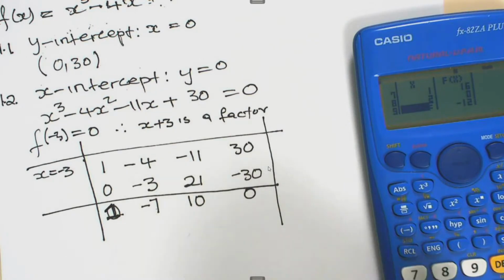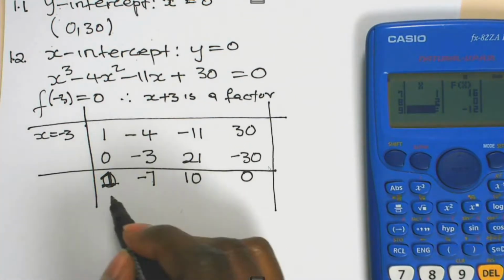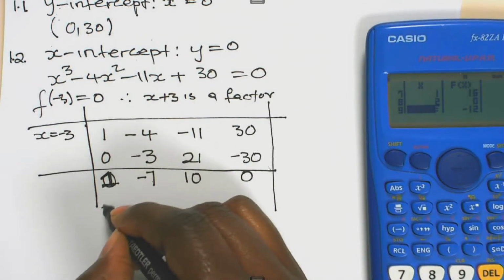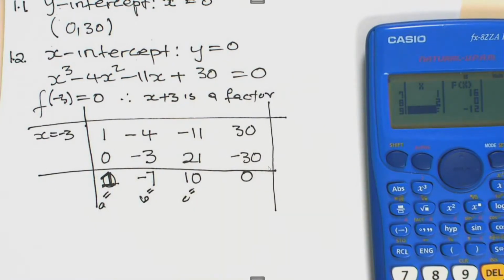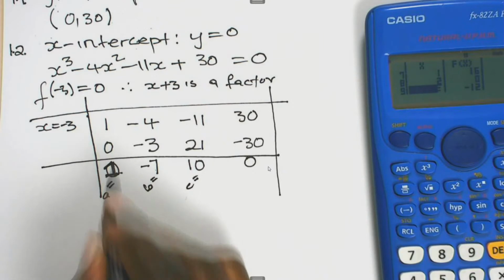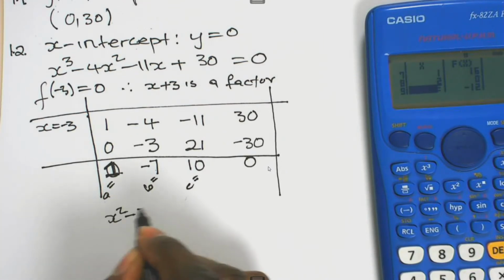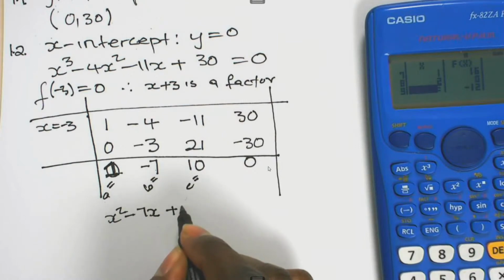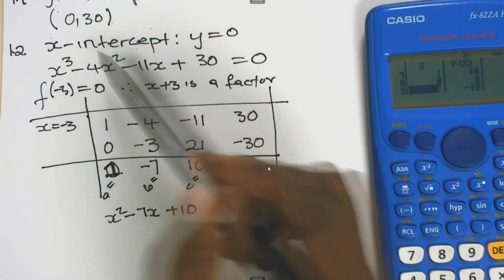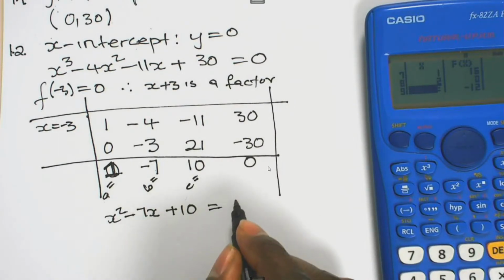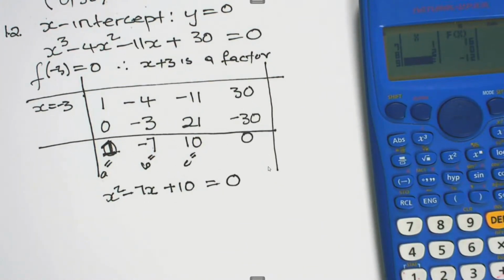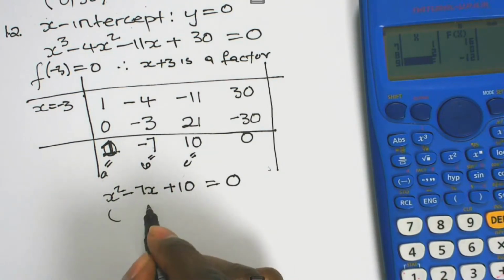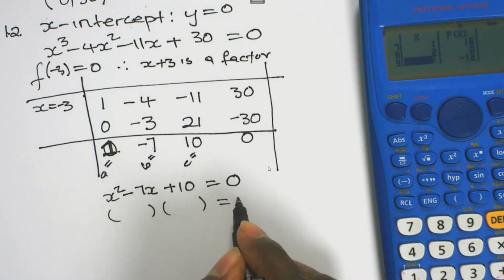From this we have the value of a, the value of b, and the value of c for the quadratic equation. It means we are going to have x squared minus 7x plus 10. Remember, we're determining the x-intercept, and for the x-intercept, we said y is equal to 0. You need to factorize this to determine the other factors. Therefore, we're going to factorize this, or you can use the quadratic formula.